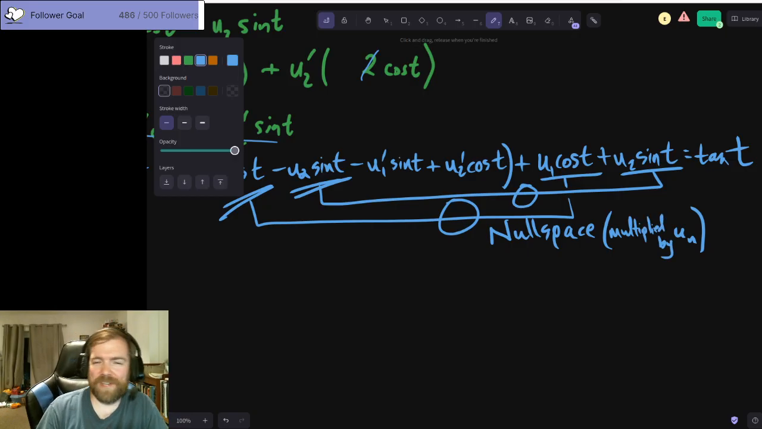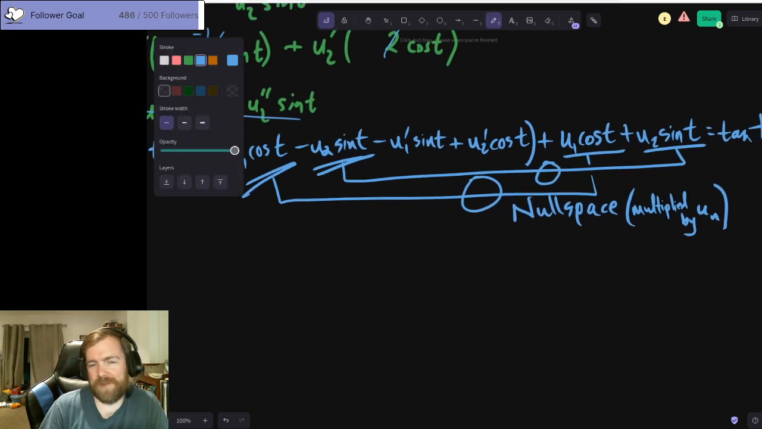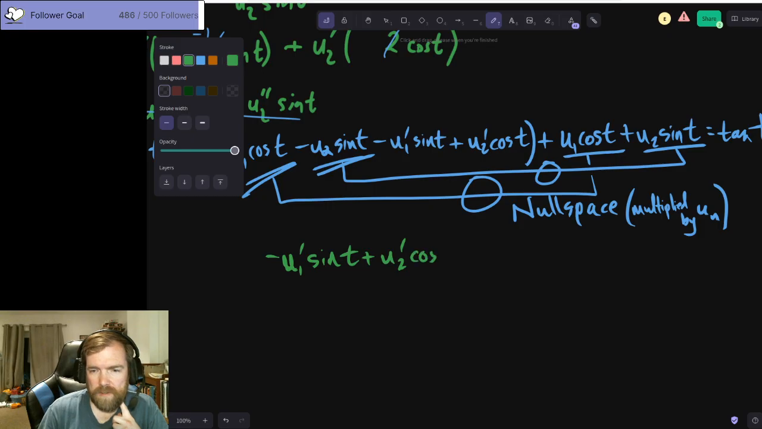Alright, multiplied by u sub n. And then that leaves us with just the stuff from our particular solution, which is exactly what we want in the first place. So, works out very nicely. Here we get a negative u1 prime sine of t plus u2 prime cosine of t is equal to the tangent of t.